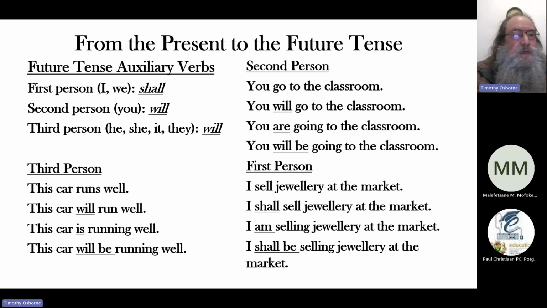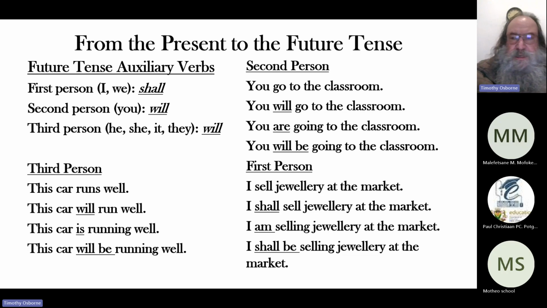But note here, if you're using the first person, that's I or we, right? You use shall as your auxiliary verb, and we'll look at a few examples of this in a minute. The second person is always you. You would say you will. And then the third person, he, she, it, or they will. All right, just to specify there.